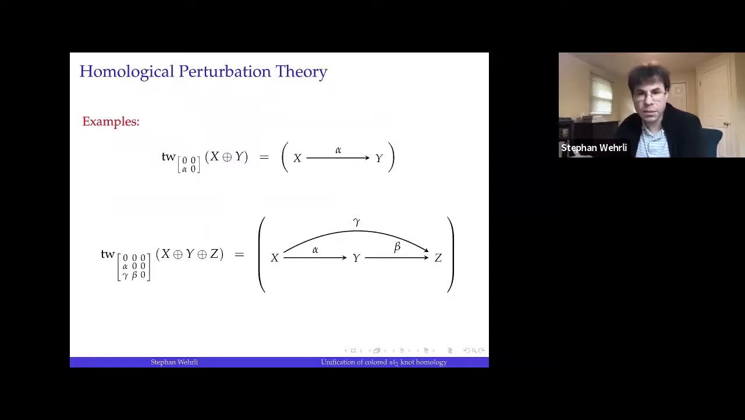So here x, y, and z are the summands of the original chain complex, and then alpha, gamma, and beta are the components of the perturbation. And now what homological perturbation theory says is that if we perform homotopies on the complexes of the original chain complex, then these homotopies extend to the twists.